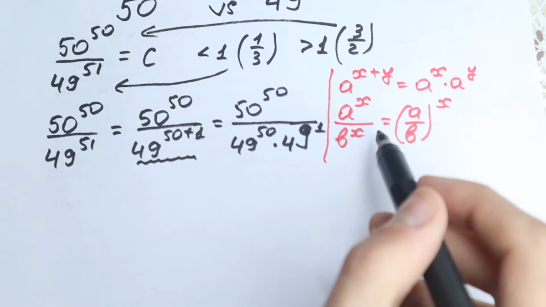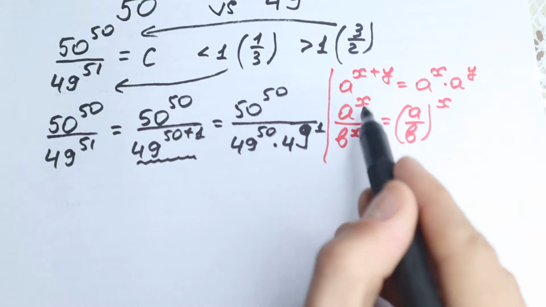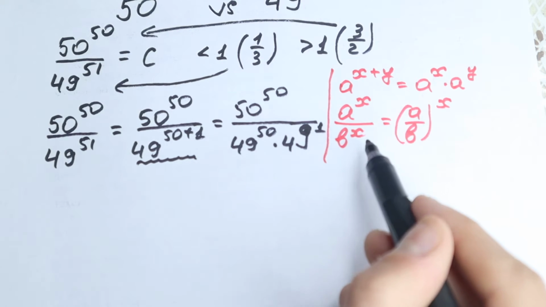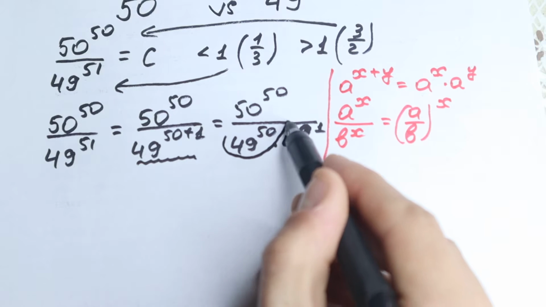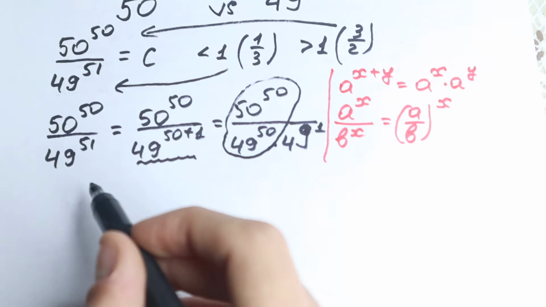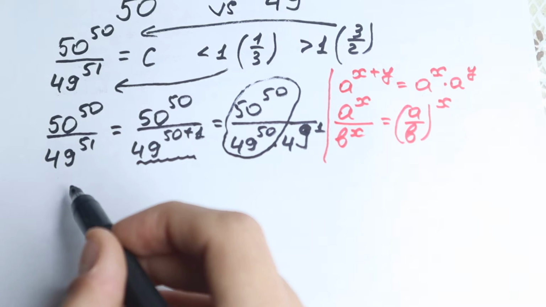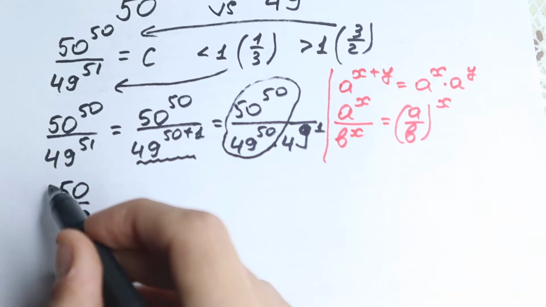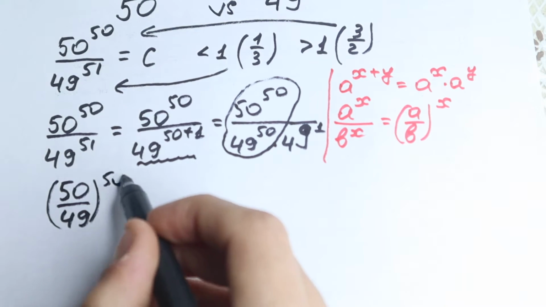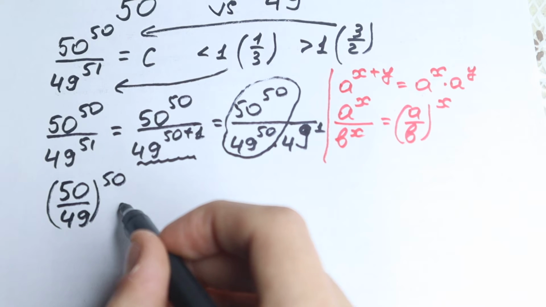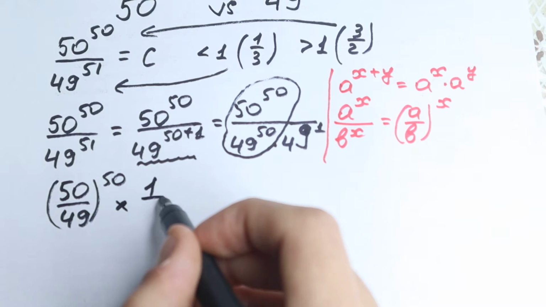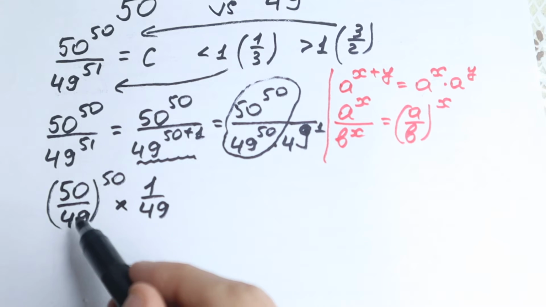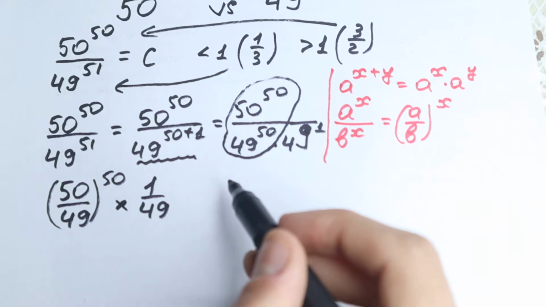Right now, let's apply the second rule. We have the same exponent but different bases, so it looks like our second case. Let's group these two values. As a result, we have 50 over 49 to the power 50, times 1 over 49. I hope you understand this step. We just applied this rule, and right now we have something like that.